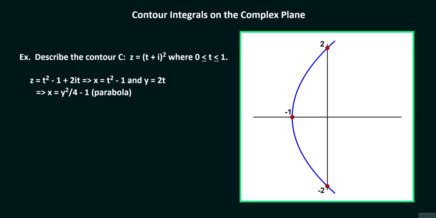Therefore, the points on C are points on the parabola x equals y squared over 4 minus 1. To determine precisely which points on the parabola comprise C, we observe that x equals t squared minus 1 and y equals 2t simultaneously increase on the interval from t equals 0 to t equals 1. When t equals 0, x equals minus 1 and y equals 0. And when t equals 1, x equals 0 and y equals 2. Since x and y both increase as t goes from 0 to 1, C is the arc on the parabola that starts at the point minus 1, 0 and ends at the point 0, 2.